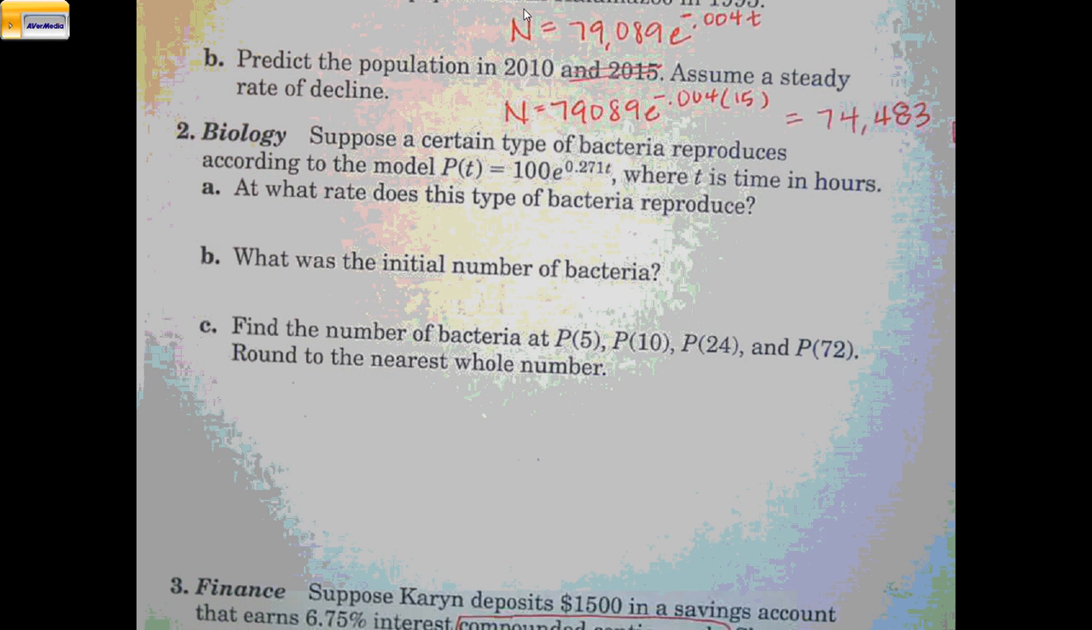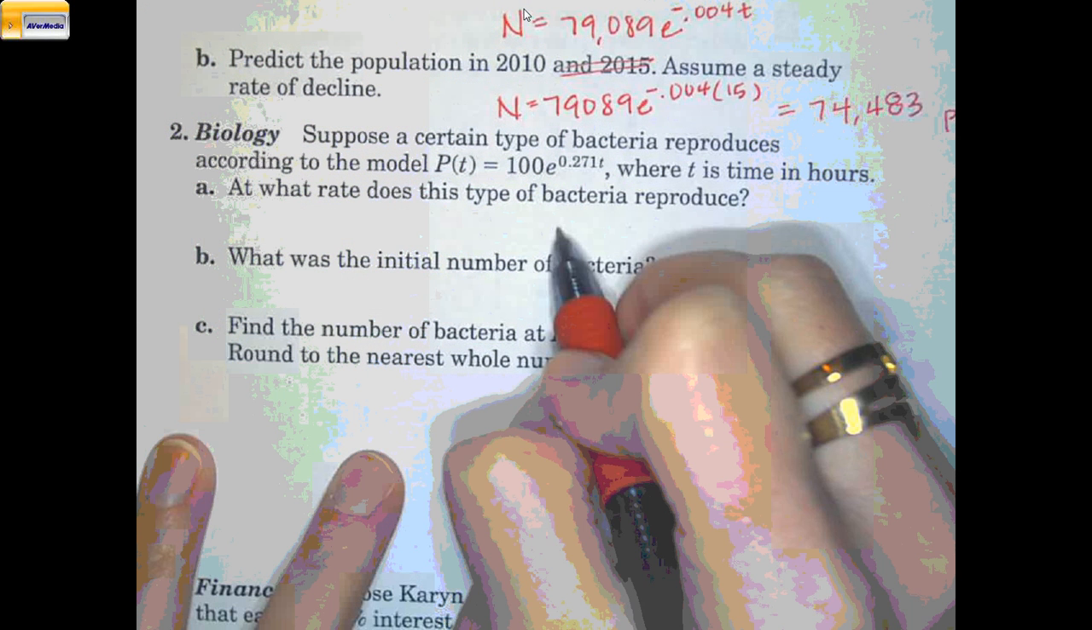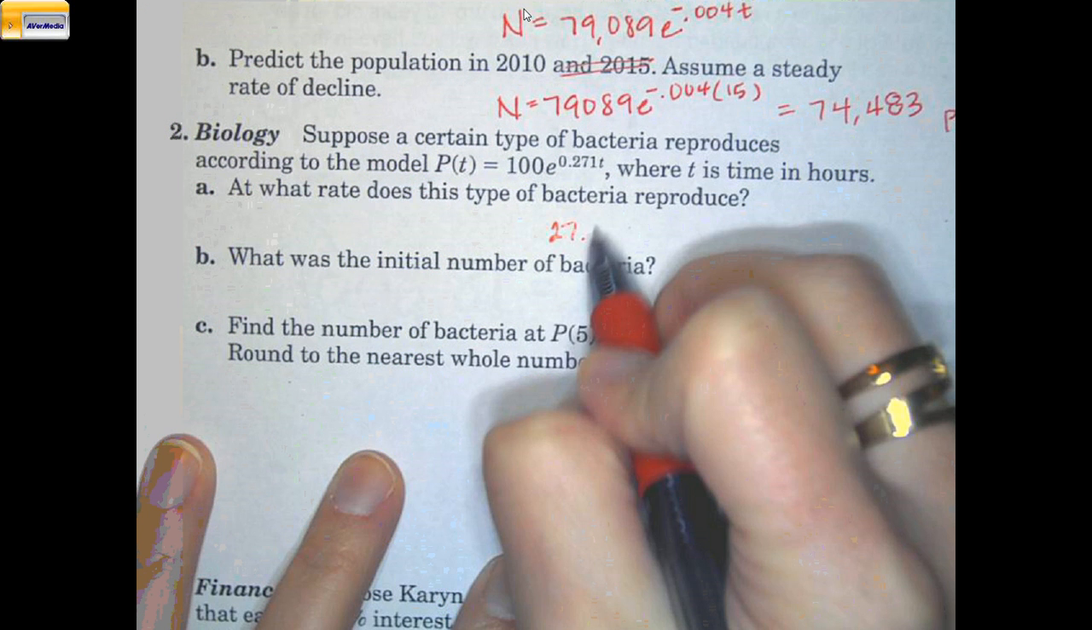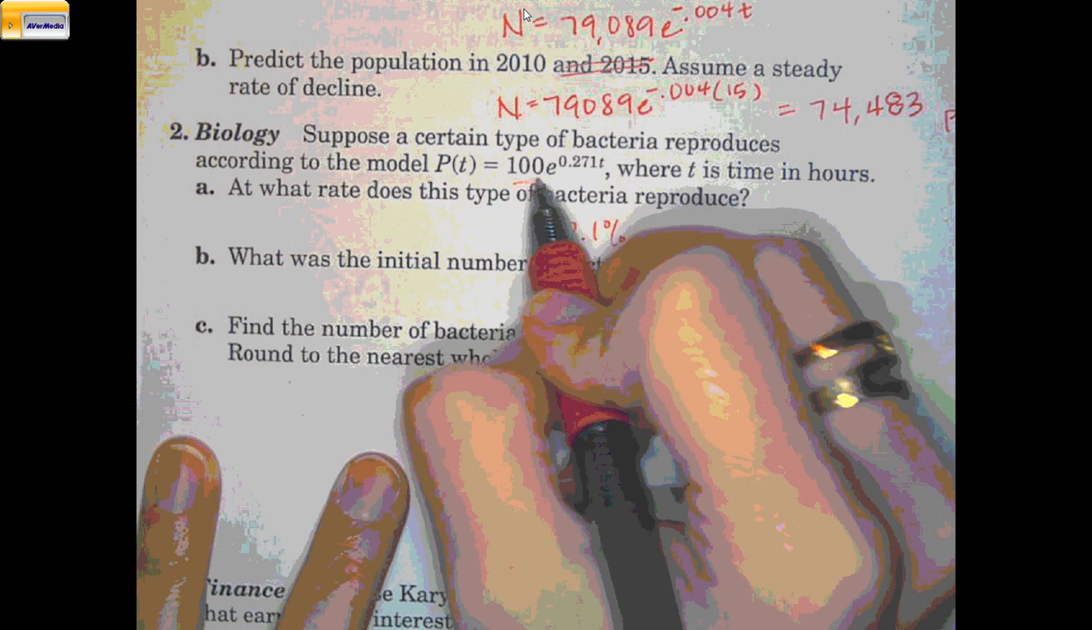They're asking you to interpret the equation now. Letter A, at what rate does this type of bacteria reproduce? Well, what's the rate? Look at your little rate up here. 27.1 what? %. What's the initial number of bacteria? 100, so there's your principle right there.